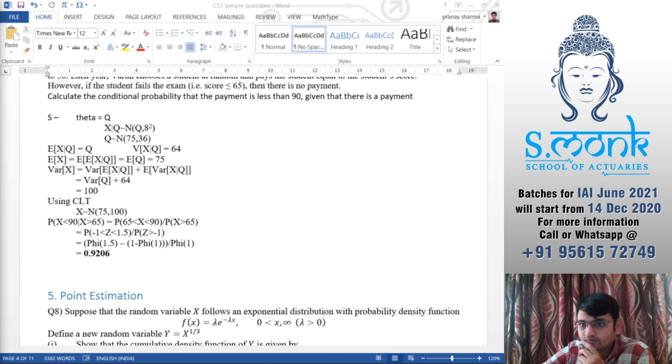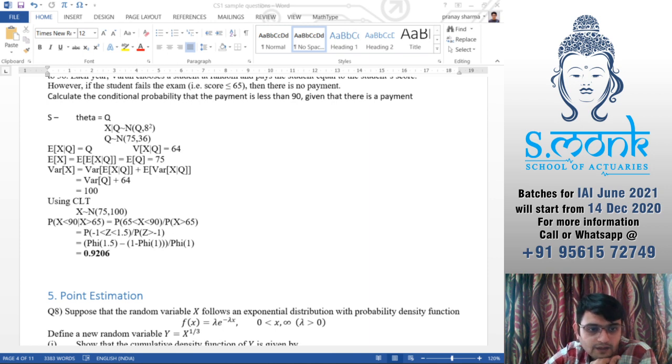So question number 1 in this. A fair die is rolled repeatedly. Let X be the number of rolls needed to obtain a 5 and Y be the number of rolls needed to obtain a 6. Calculate expected value of X given Y equals 2.